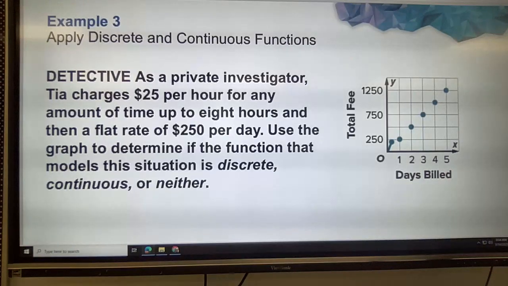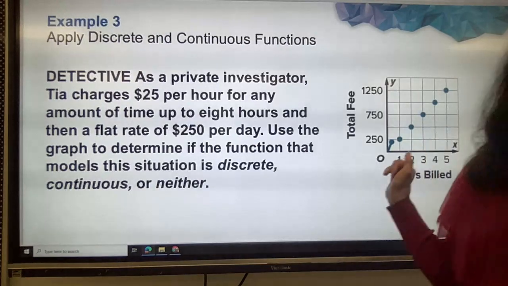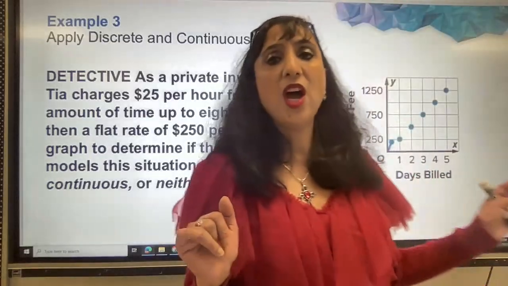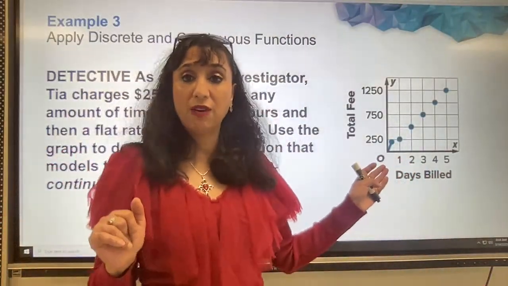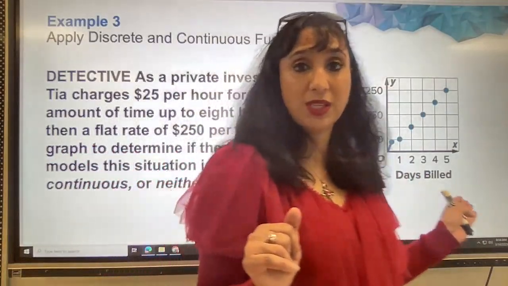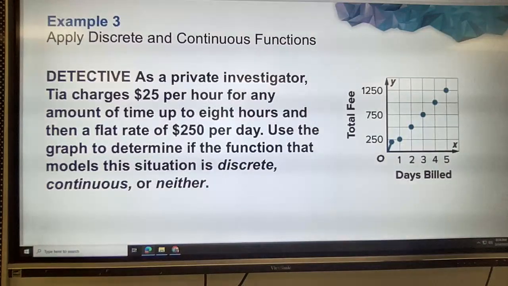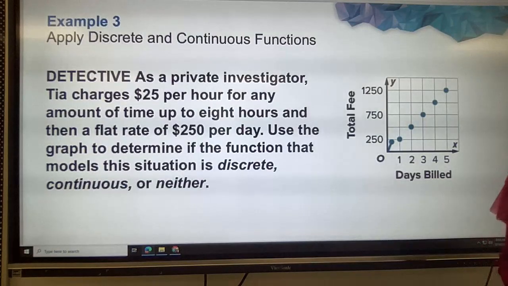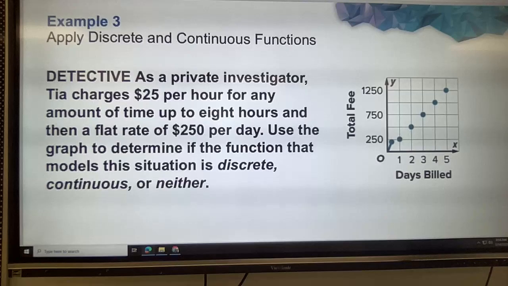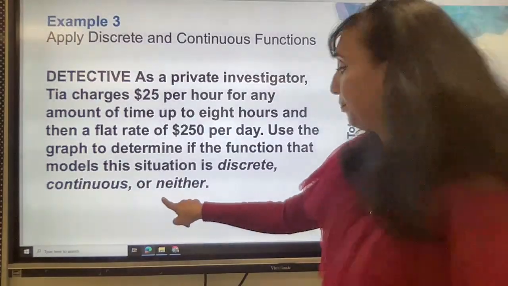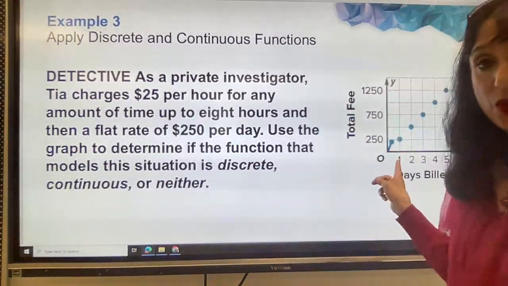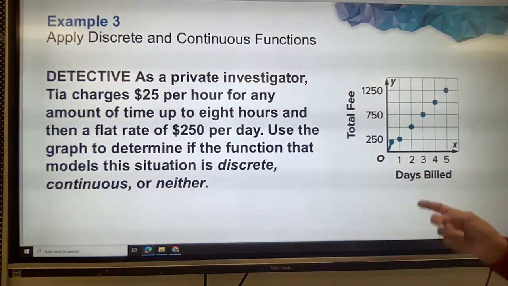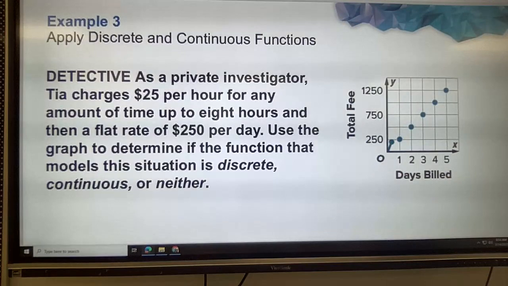Is it continuous? Can I draw a straight line or a smooth curve on this graph? No, I cannot draw a straight line or a smooth curve on this graph. So this is not a continuous function. All right, and then, so if it's not discrete, it is not continuous, so therefore it is neither. Okay, so yes, this is neither, because it is not discrete and it is not continuous. So that is a discrete function.